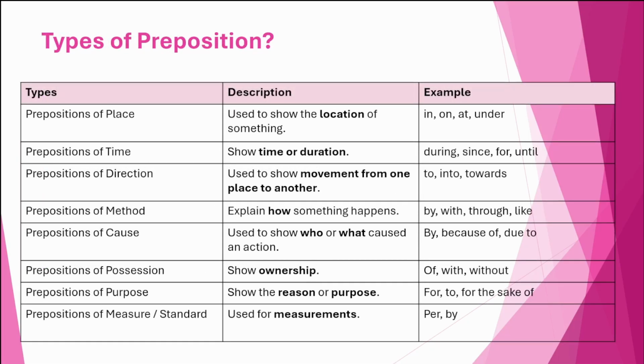So there are a total of 8 types of prepositions. The first one is the prepositions of place, which is used to denote the relationship of location between two or more noun words available in the sentence. Instead of nouns, there could also be pronouns as well.